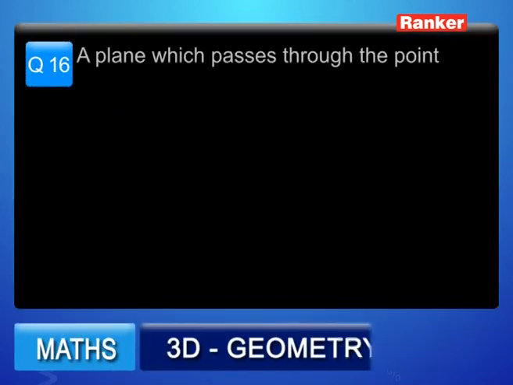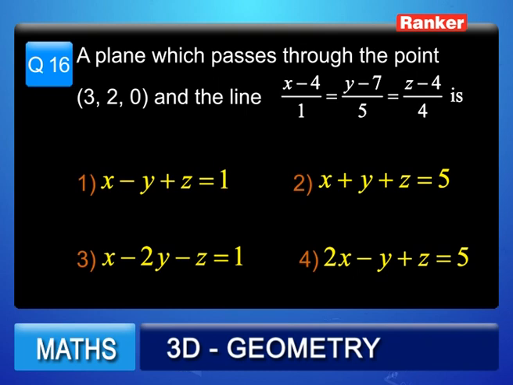Let's move to the next question. Question number 16. A plane which passes through the point 3, 2, 0 and the line (x minus 4) by 1 is equal to (y minus 7) by 5 is equal to (z minus 4) by 4 is: first option x minus y plus z is equal to 1. Second option x plus y plus z is equal to 5. Third option x minus 2y minus z is equal to 1. And fourth option 2x minus y plus z is equal to 5.